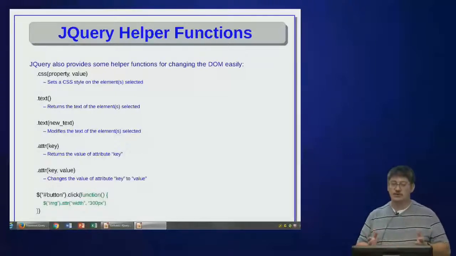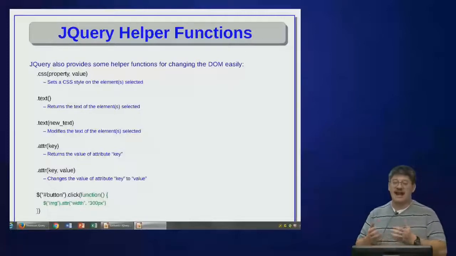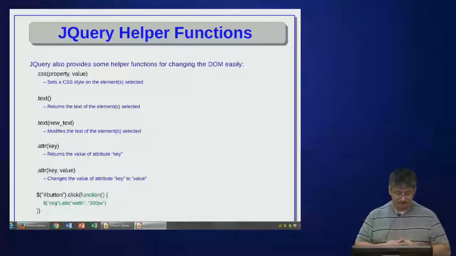I can change attributes. I can access attributes by saying .attr and providing a key. The key would be something like href or src, one of those attributes to an HTML tag. And the function will return the value of that attribute. So for example, if I say .attr href on an element, it'll return the link that it links to, the URL. I can also change an attribute with .attr. I just have to give it two parameters.